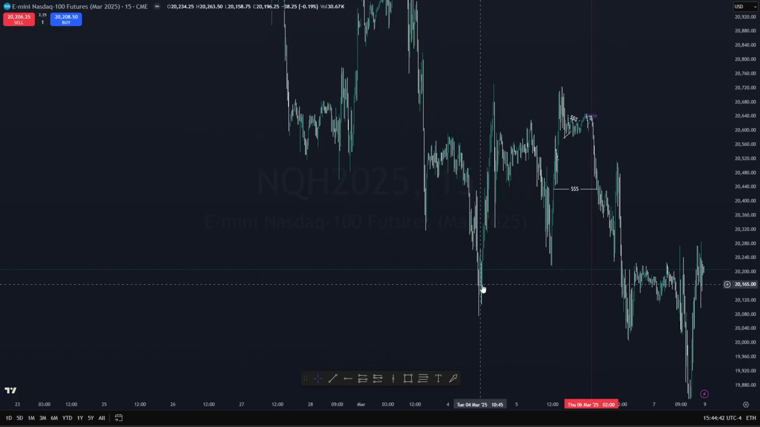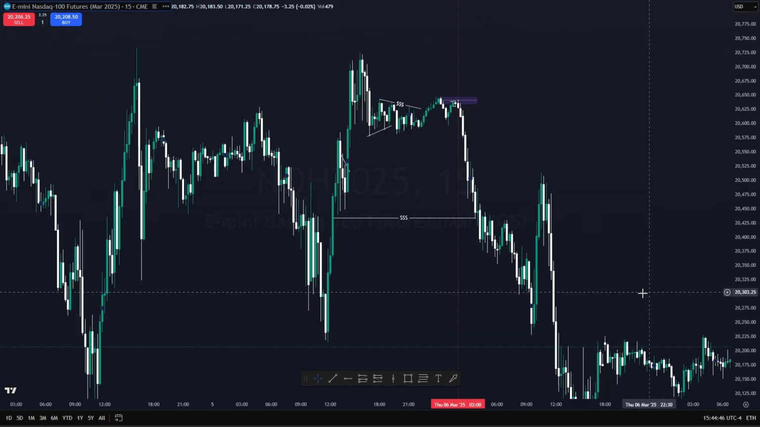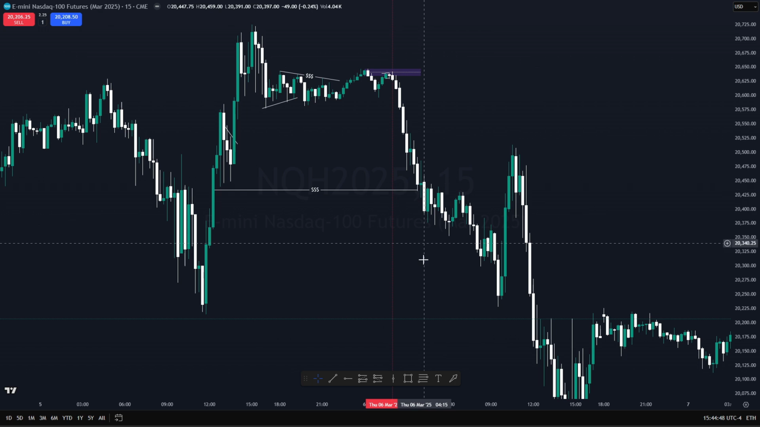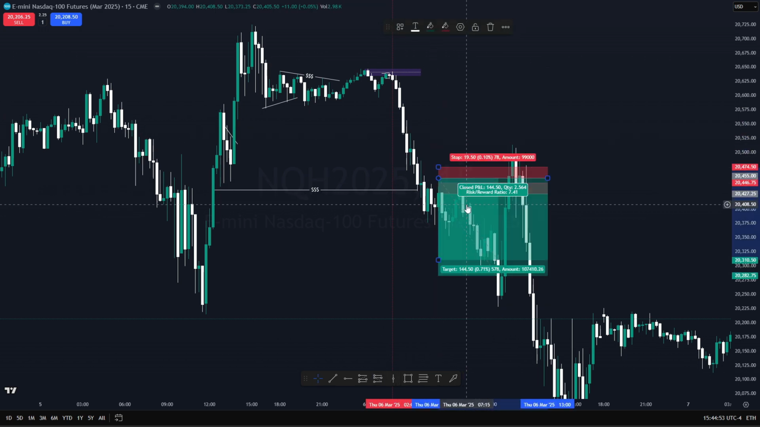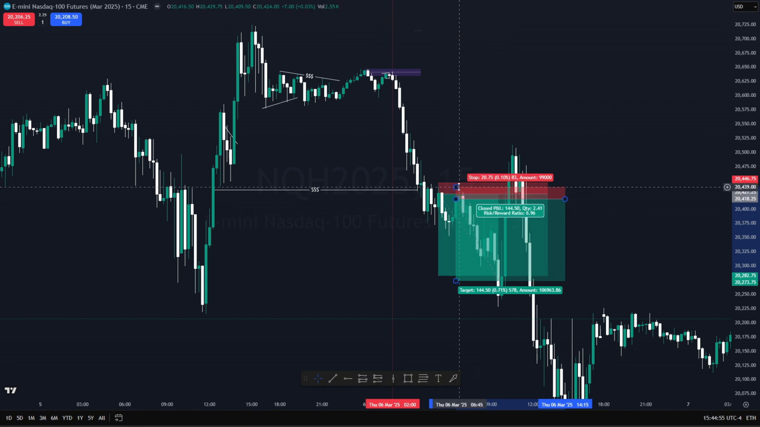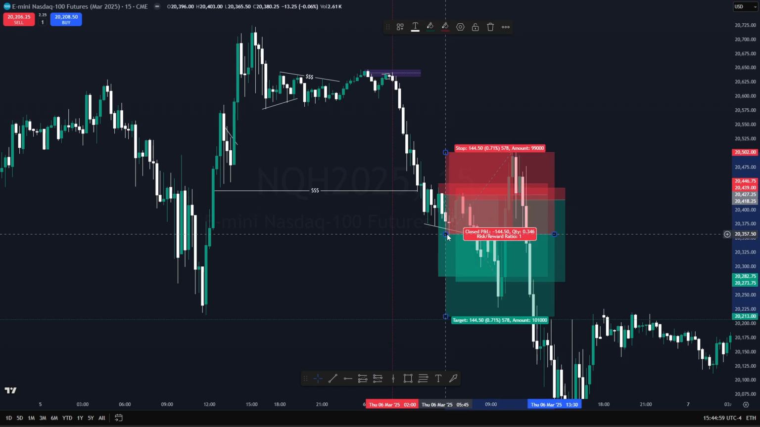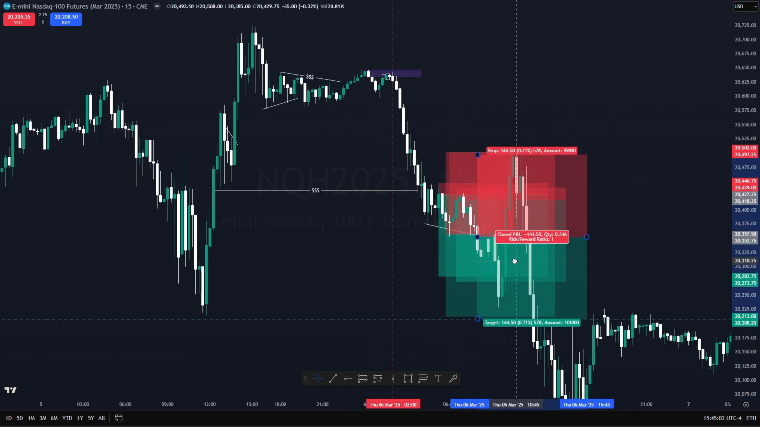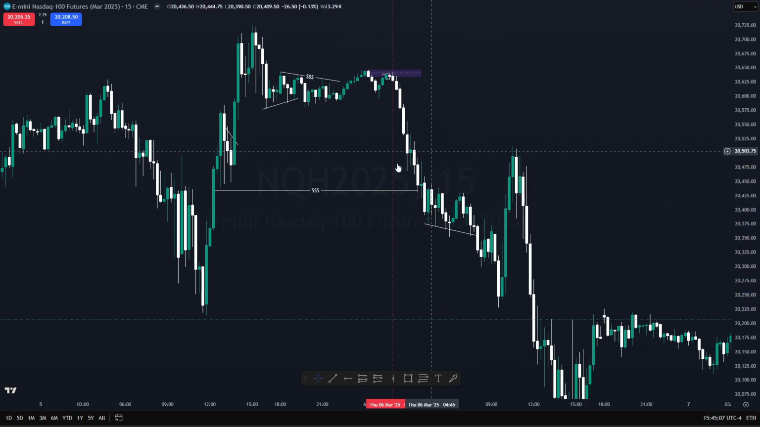So where are we? Right here. Now, all of this here: retail goes short, stops above there, boom, trendline breakout, stops, trendline breakout, stops. Basically this entire move is just engineered liquidity for the real move to happen later on.